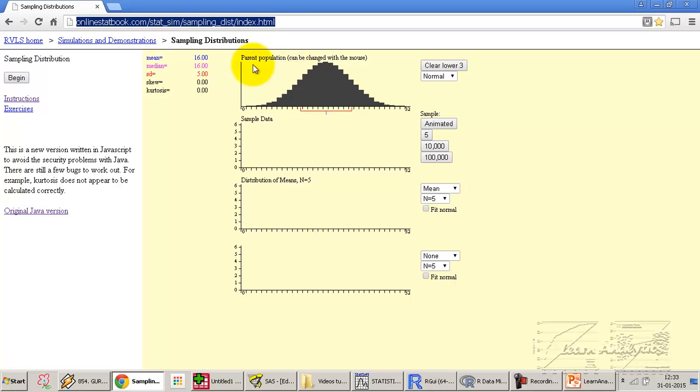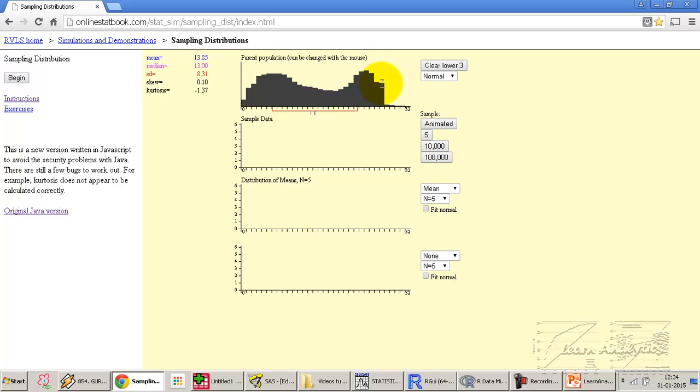Now the tool over here, it's in Java, which shows that whatever may be the distribution of the population, I can change the distribution of the population over here. Let's say instead of a normal distribution, we have a very skewed distribution. Now this is definitely not a normal distribution, right? So this is the hypothetical distribution of the population that we are going to extract a sample from. The mean for this population is 14.54, median is 14.